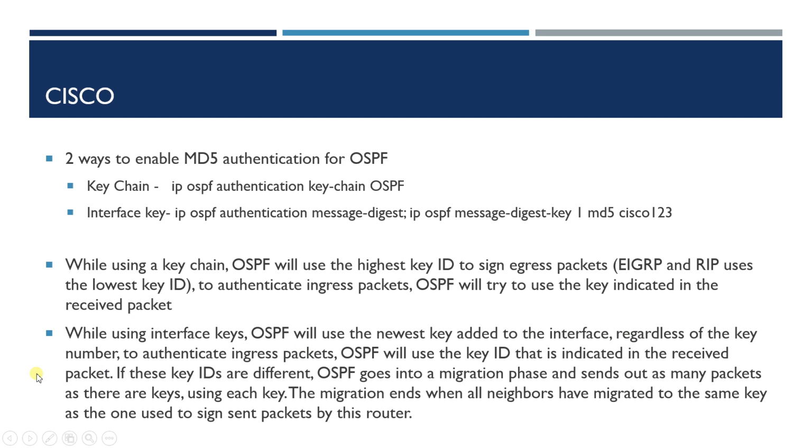Now, when it authenticates ingress packets, OSPF will use the key ID that is indicated in the received packets, kind of just like how the keychain is. If these keys are different, meaning the egress and the ingress keys, OSPF goes into a migration phase and then sends out as many packets as there are keys, using each key for the packet.